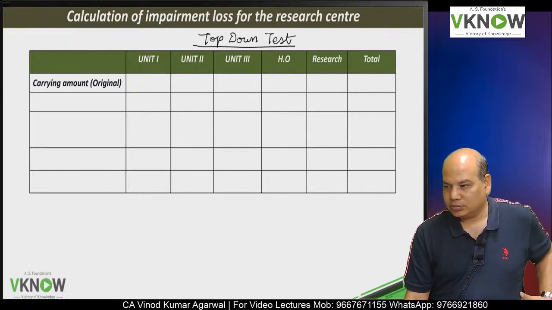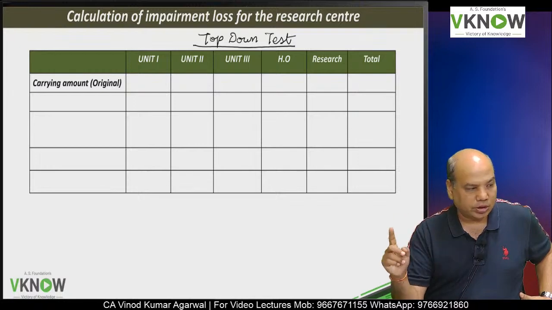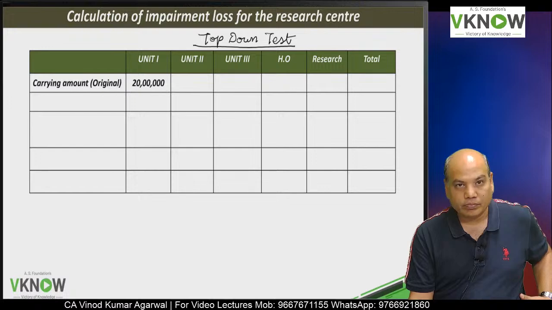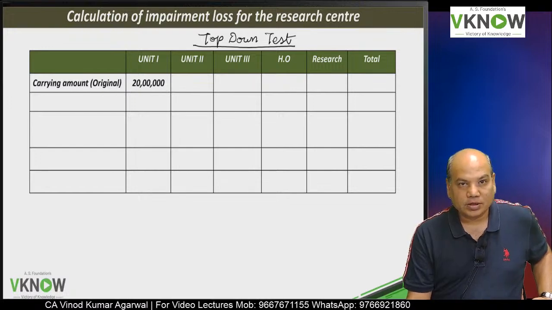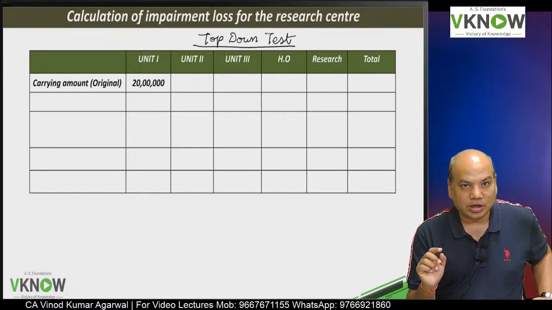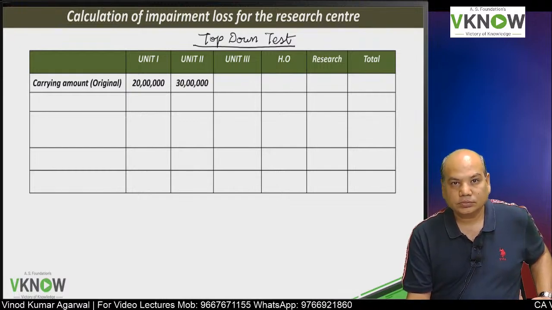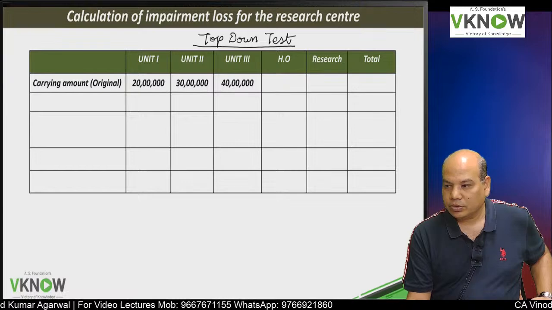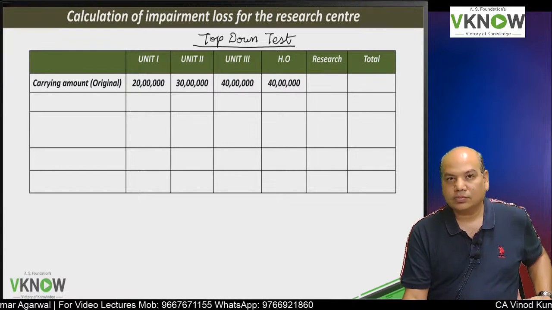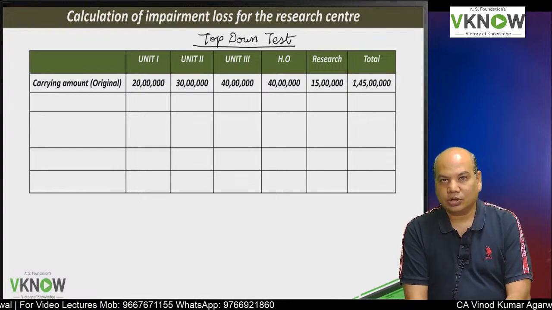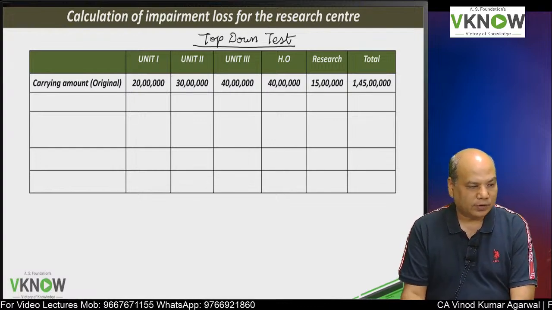So please write unit 1, 2, 3, HO, research, total, as printed in the book. Start with the carrying amount, the original carrying amount given in the problem: 20 lakh, 30 lakh, 40 lakh, 40 lakh, 15 lakh. Take the total, 1,45 lakh.